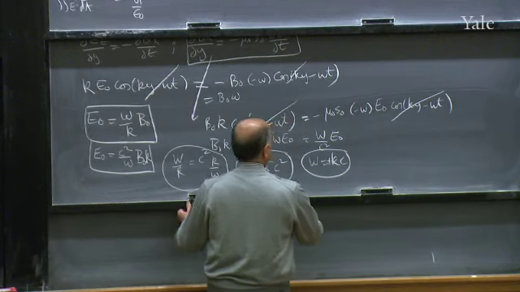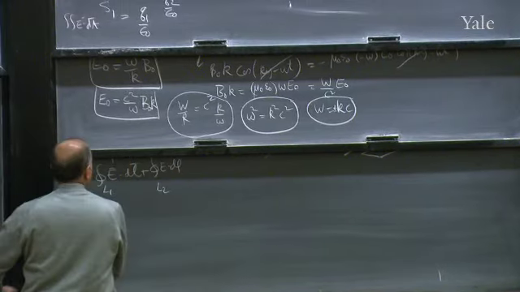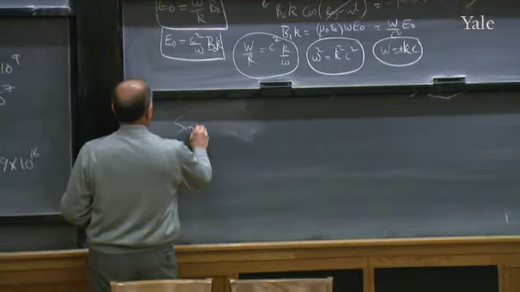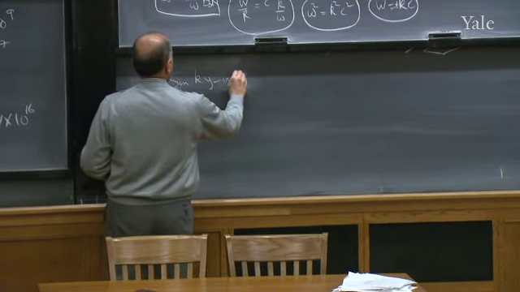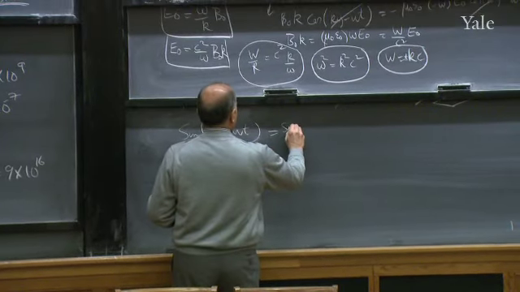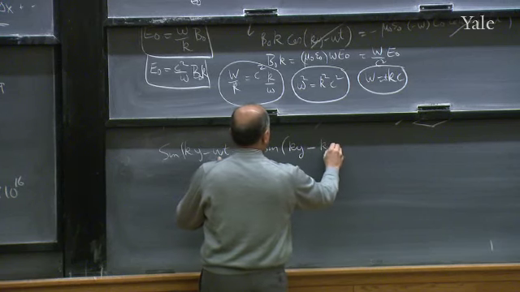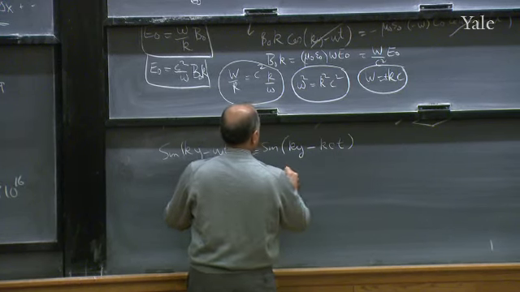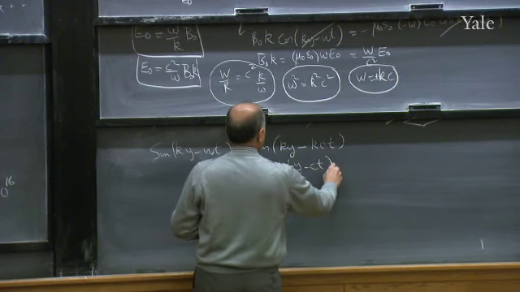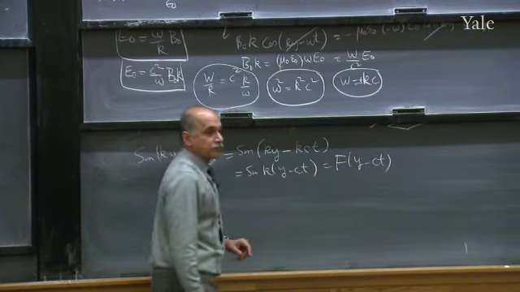But you can see what that means. What this is telling you is that if you take the function sine of ky minus omega t, and if omega is equal to kc, it becomes sine of ky minus kc t. That becomes sine of k times y minus ct, which is a function of y minus ct.